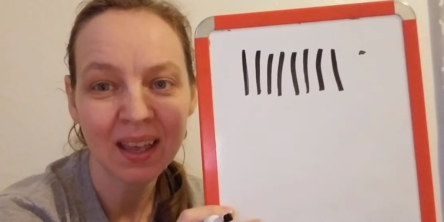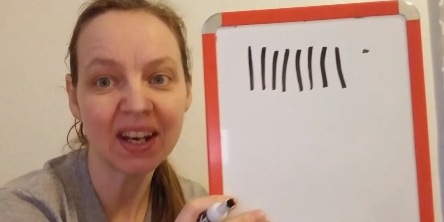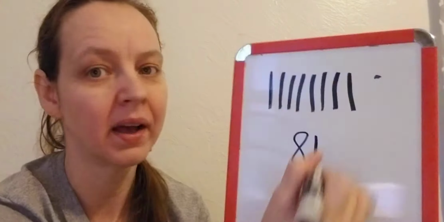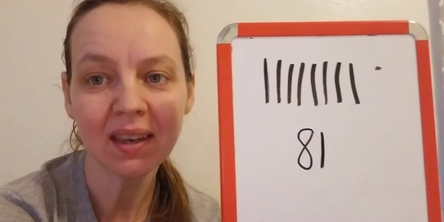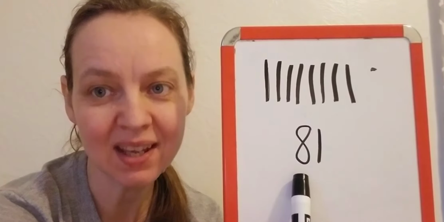Ooh, look at those. Lots of tens. Count them. 1, 2, 3, 4, 5, 6, 7, 8. Put an 8 down here. And how many ones? 1. What number did we make? 81. Because if it starts with an 8, it's 80. 81. Let's do one more together.